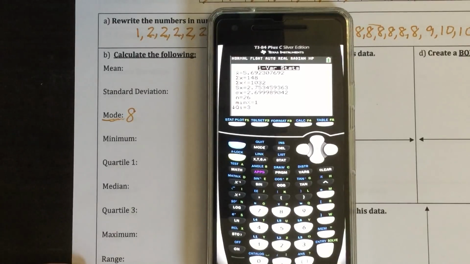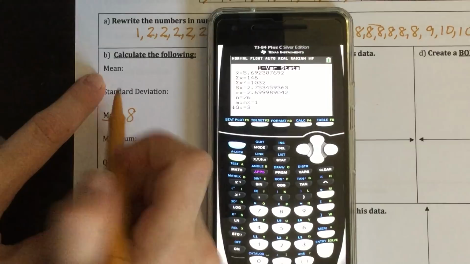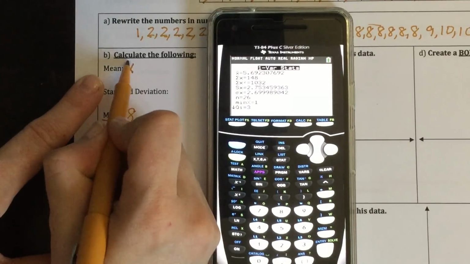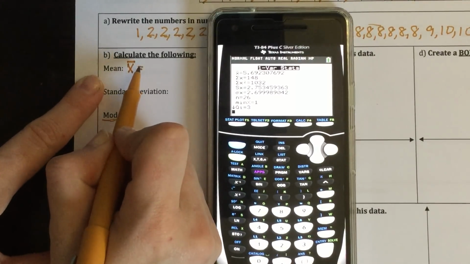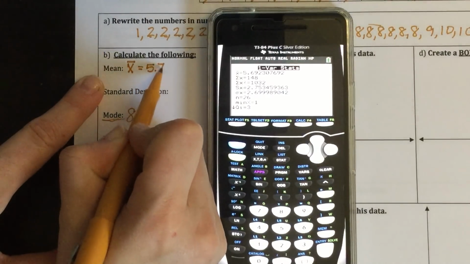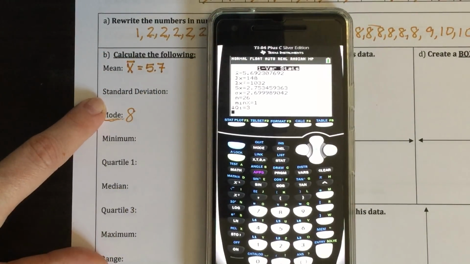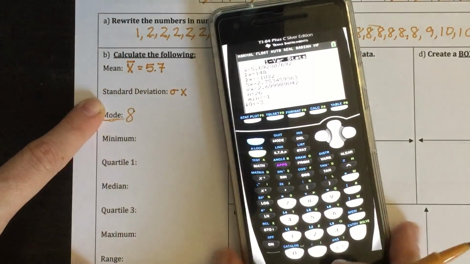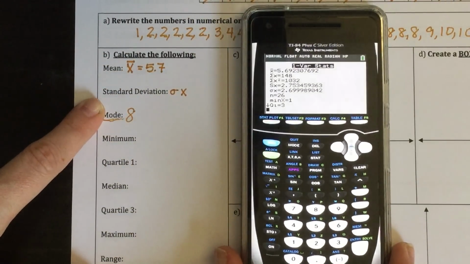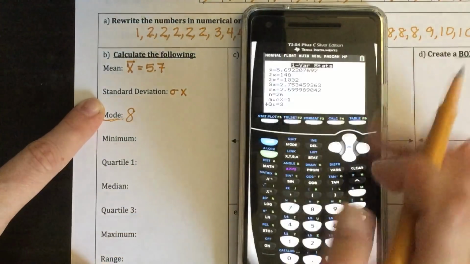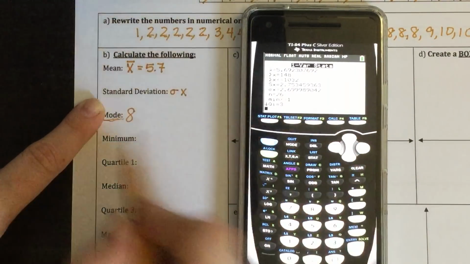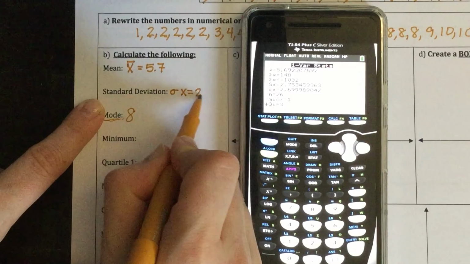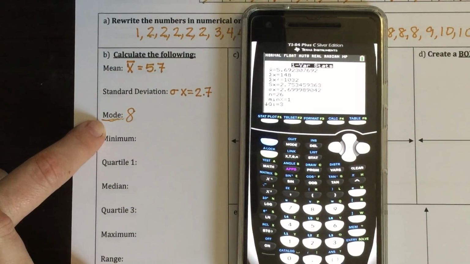Okay, now here are all those symbols that we learned yesterday. And we're going to round to the nearest 10th. So our mean is X bar, that's what we call it. And I'm going to round that to 5.7. My standard deviation is this looking thing. It's actually called a sigma. And that, rounded to the nearest 10th, is 2.7. My mode is 8, because remember that's the one we had to do on our own.